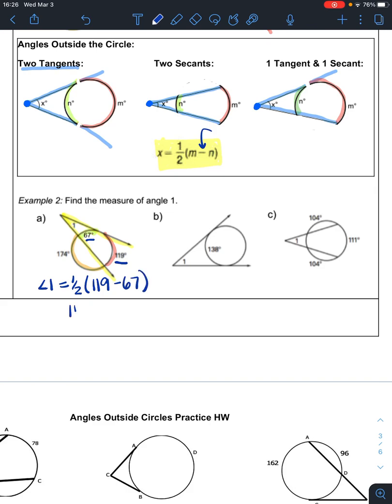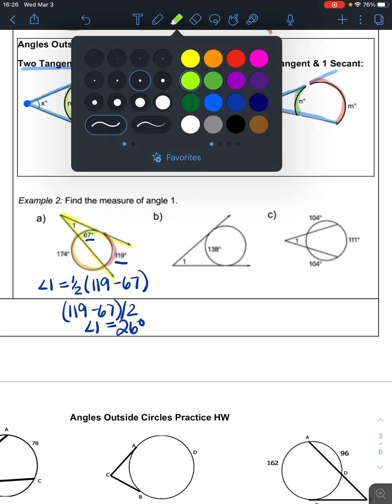Now be careful when you're typing this in on your calculator. Don't type in 119 minus 67 divided by 2. Don't do that, okay? You either need to use parentheses, 119 minus 67 in parentheses divided by 2, or you need to type in 119 minus 67 and hit enter and then divide by 2. Okay, so 119 minus 67, enter, divided by 2, you find out that angle 1 is 26 degrees. So angle 1 is 26 degrees.